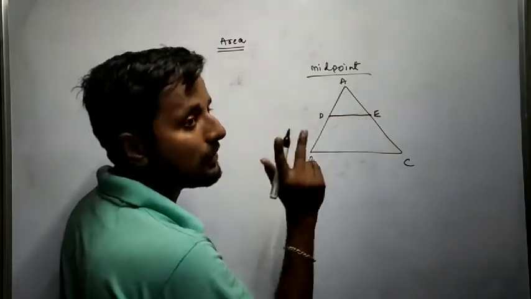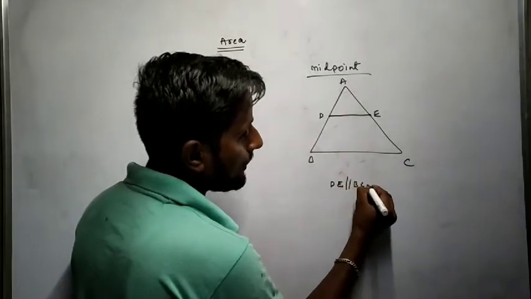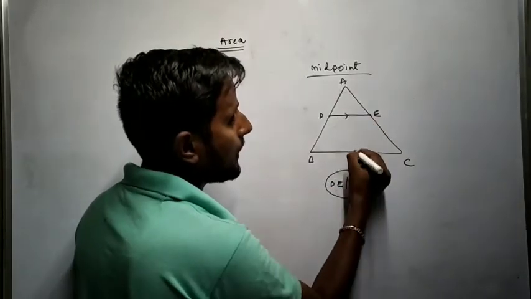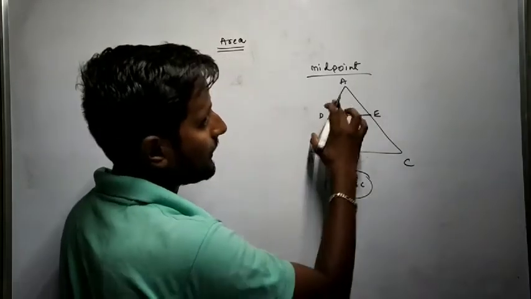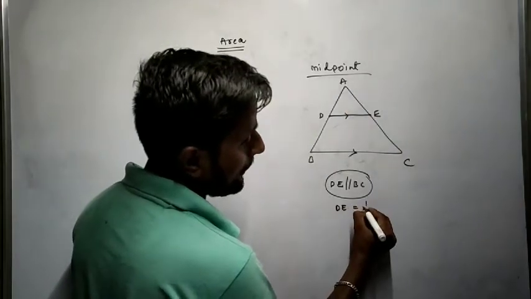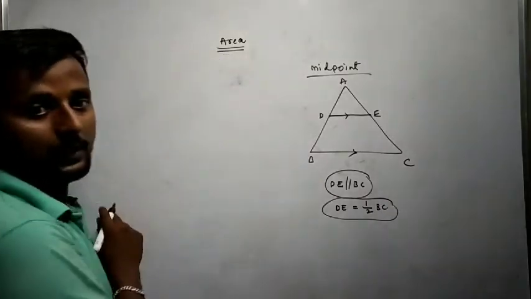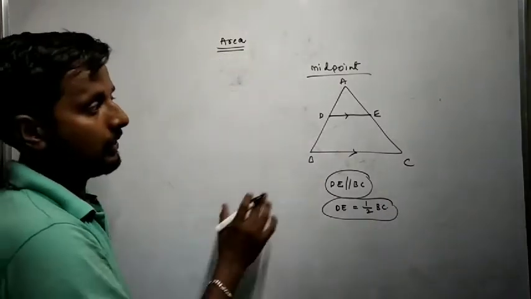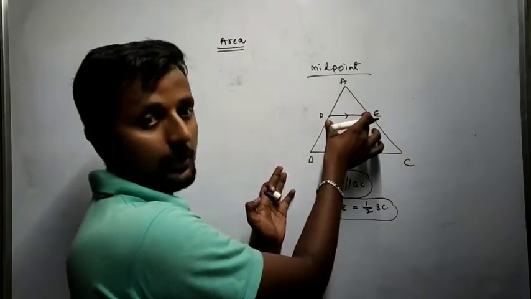The midpoint theorem tells two things. One is that DE is parallel to BC. This line is parallel to BC. And the other is that the length of DE will be half of BC. This happens when you have taken two midpoints.